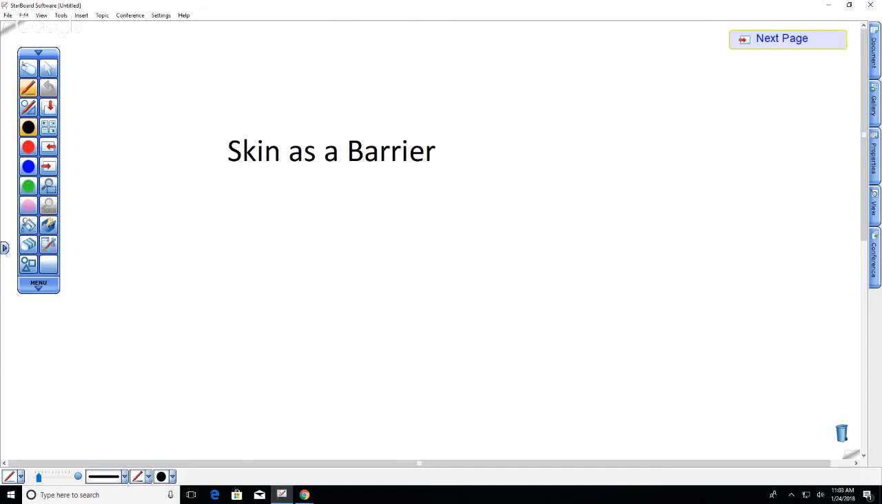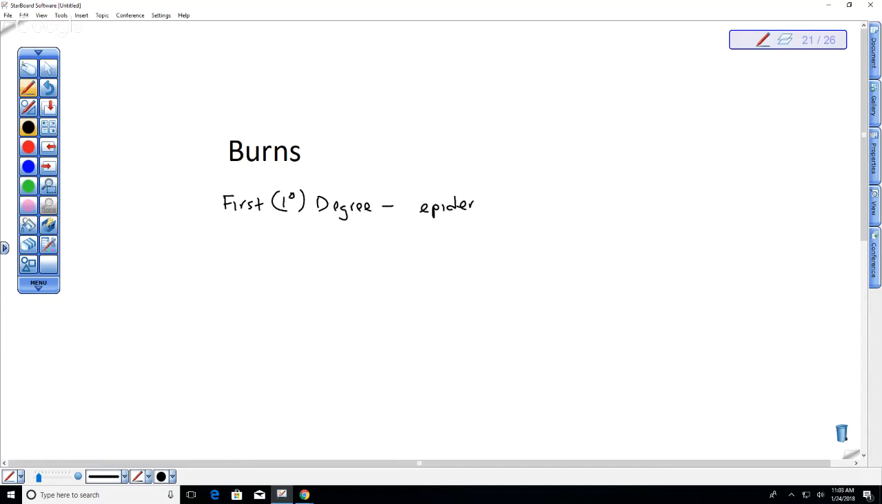Okay, so I'm going to skip over this part because we already talked about the skin. So let's talk about burns. So burns are classified by their degree. So the first degree, when you use this, it actually means 1 with a little degree sign. That means first degree, right? So this is first degree, is the epidermis only. And this is associated with redness.